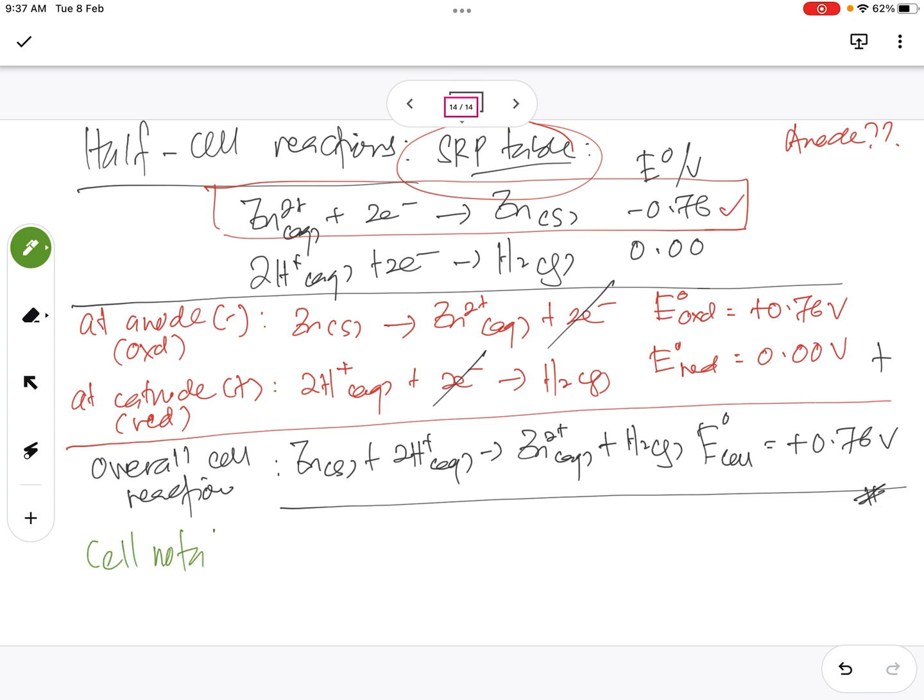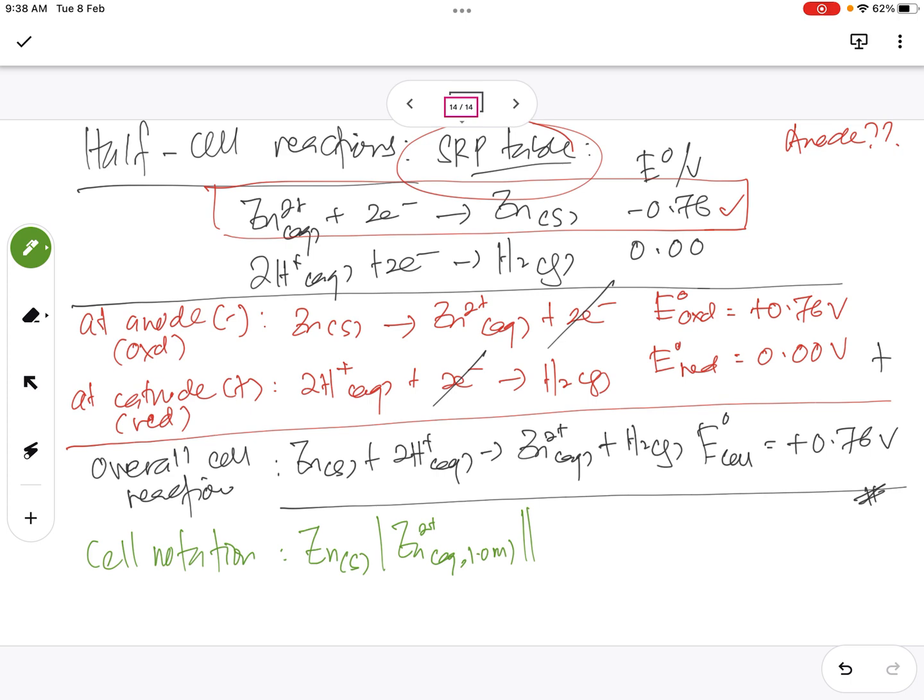Can you make the cell notation? Let's see. Okay, cell notation. On the left side, who is it? Anode or cathode? Anode. Okay, so our anode is zinc. Don't forget zinc solid, slash, first Zn2+ 1.0 molar, double slash. Okay, what does the double slash stand for? Salt bridge. Very good. So double slash stands for salt bridge.